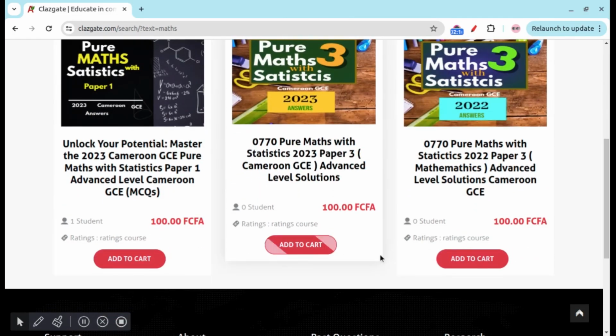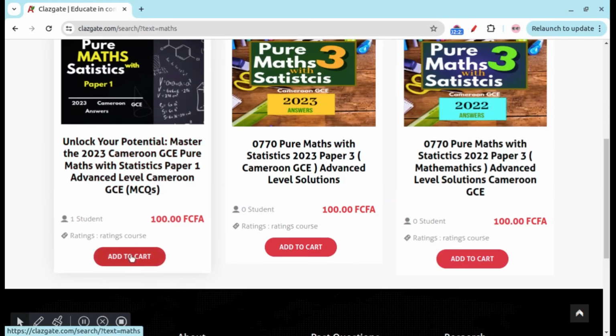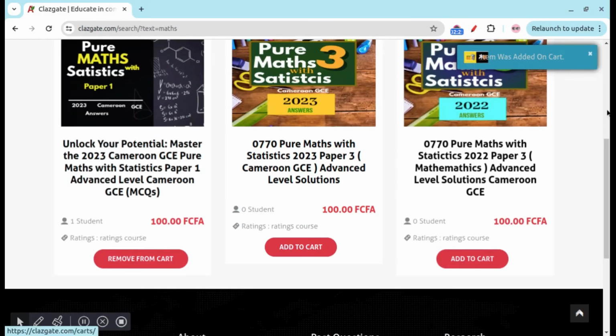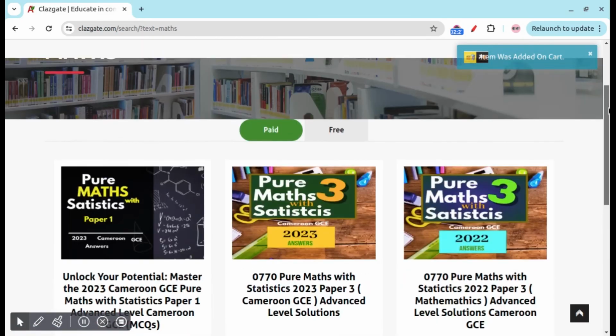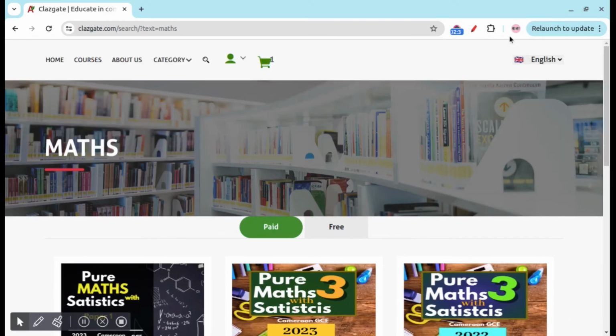You'll see the add to cart button, and let's buy pure maths with statistics paper 1 2023. So I've added this to cart. See, I'm add to cart button. And after adding to cart, you can always click that blue icon that just popped out right there. You can click it to go and pay, or you can also click the cart icon. This is the cart icon. Click on it.